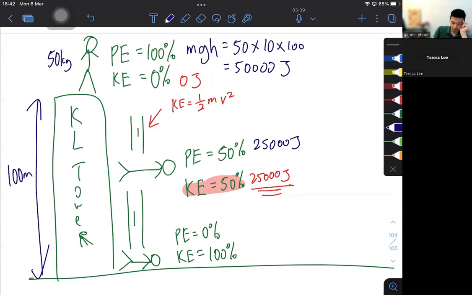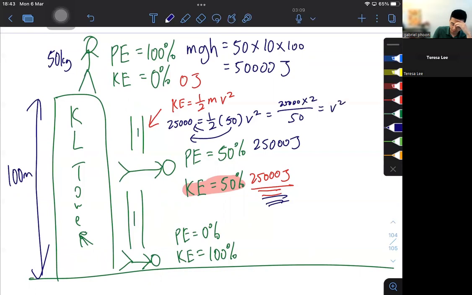If I do it in a simpler way, it will be substituting 25,000 into here, because it's this, right? Don't include the units when you're doing calculation. So 25,000 equals half multiplied by 50 multiplied by v squared, right? From here, if I do algebra, this thing moves up, this thing moves down. It'll be 25,000 multiplied by 2 divided by 50 equals v squared, right?